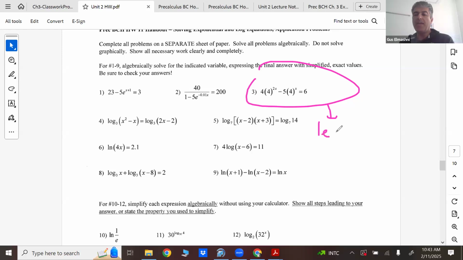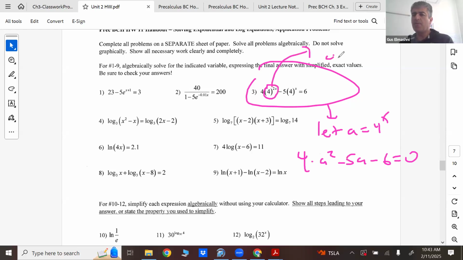So we'll let a equal 4 to the x. So that would be 4 times a squared minus 5a minus 6 equals 0. Do you guys see how I switched that to a squared? Because think about it, isn't that 4 to the x then squared? Same thing, right? So that's why it's 4a squared. Then you can factor. I promise you my factoring will be much easier than this. This is a little challenging. What would that be?